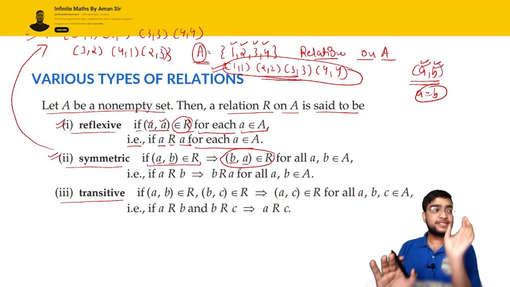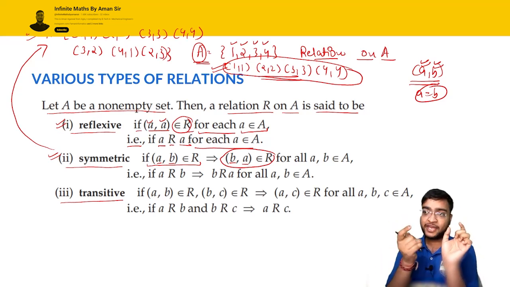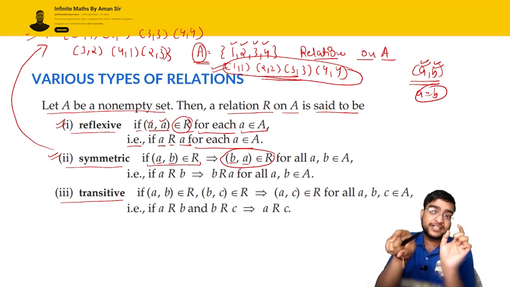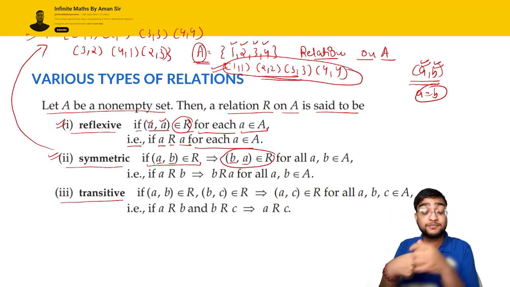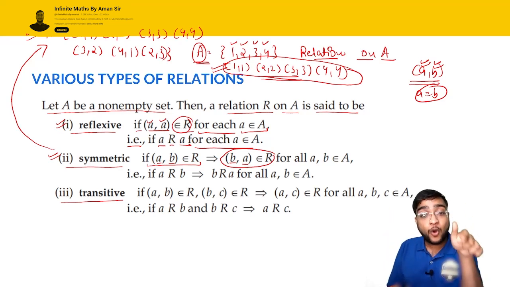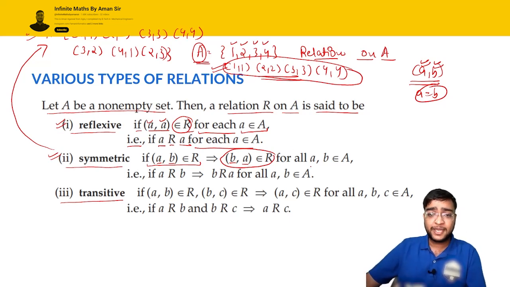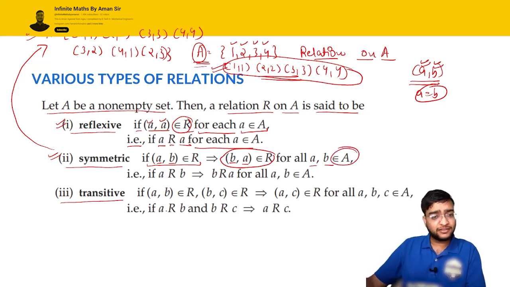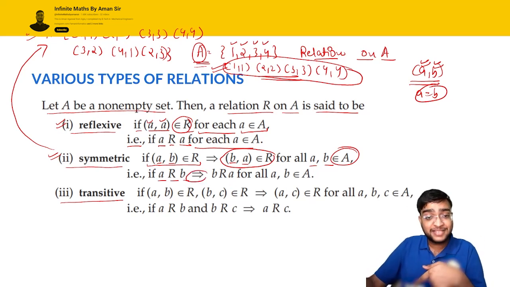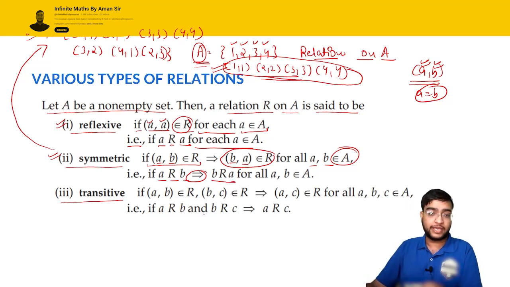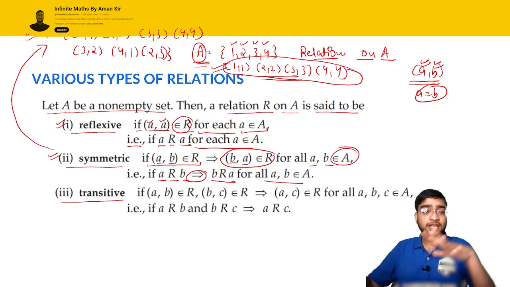It means if one of the pairs has no reverse here, then the relation is not symmetric. So this a and b belong to my set A. That is very true. So a is related to b, and for symmetric, that implies b must be related to a. So that is all about the symmetric thing.